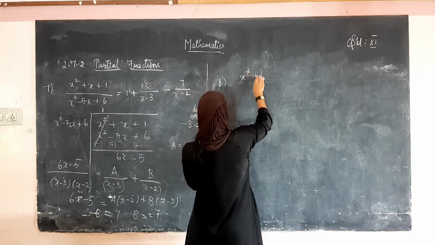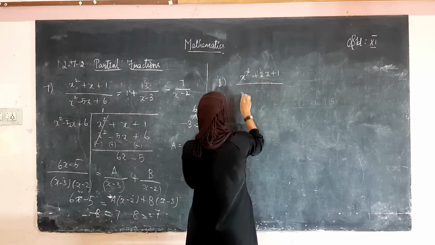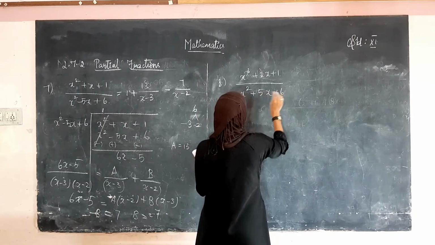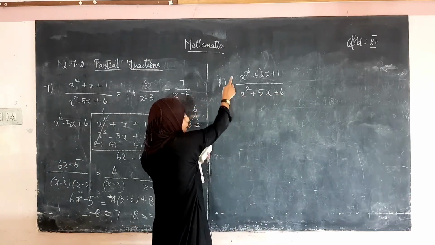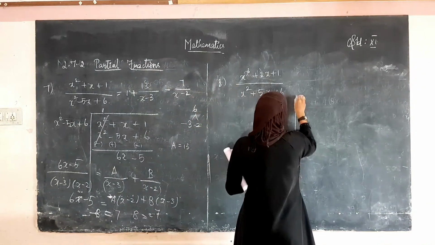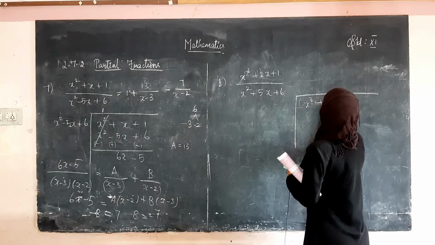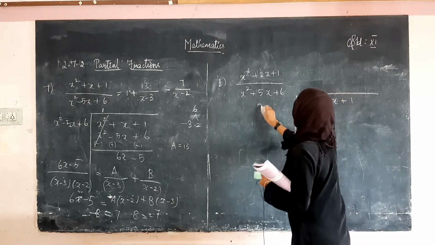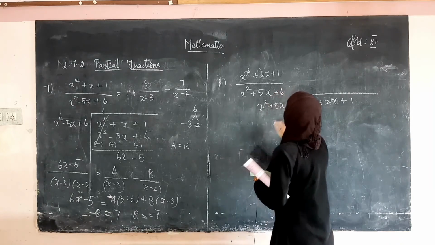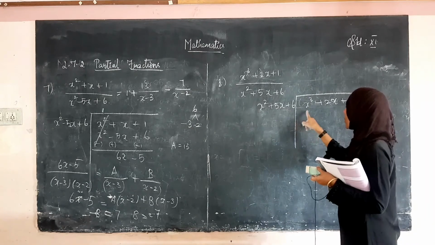X cube plus 2x plus 1 divided by x squared plus 5x plus 6. See here, the degree of numerator is greater than denominator. So what you have to do? You have to start dividing. X cube plus 2x plus 1 by x squared plus 5x plus 6. So see the first term. When it is multiplied by x, it will become x cube.